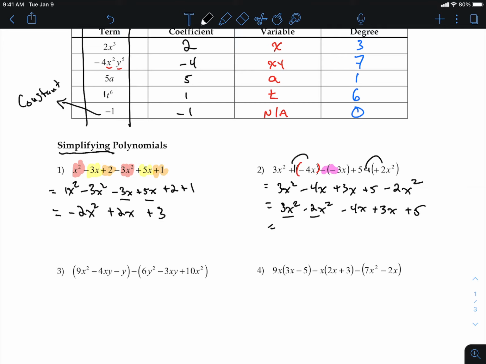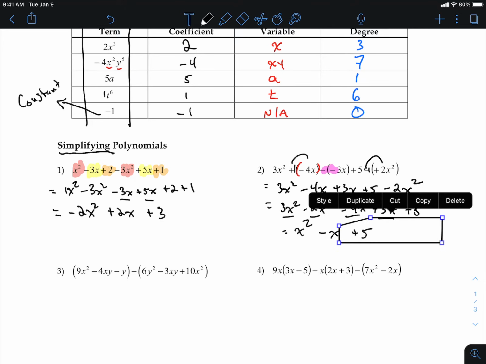3x squared minus 2x squared is going to be x squared. Negative 4 plus 3 is going to be negative x, plus 5. Okay, that's it. This lays the groundwork for what we're going to do in lesson 2 and onward, right? You're going to have to be able to get things to look like this in order to work with them.